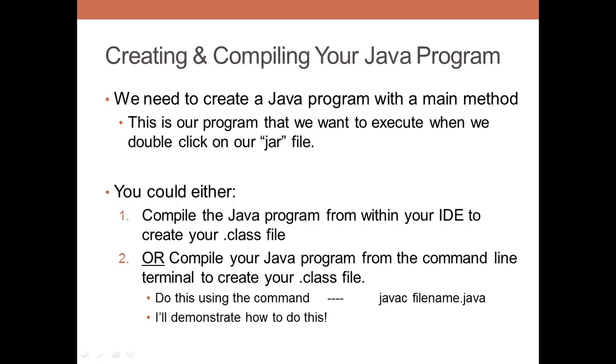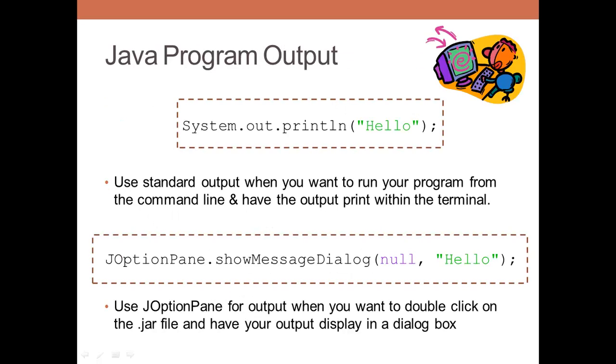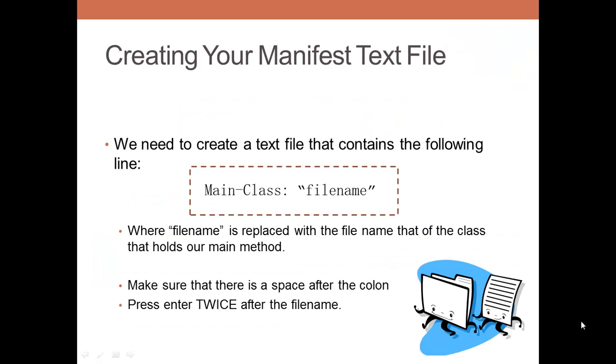I'll demonstrate doing both. Use standard output, System.out.println, within your code when you want to run your program from the command line and have the output print within the terminal. Use JOptionPane for output when you want to double-click on the jar file and have your output display in a dialog box.